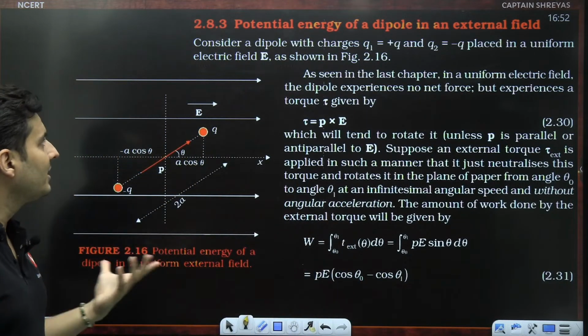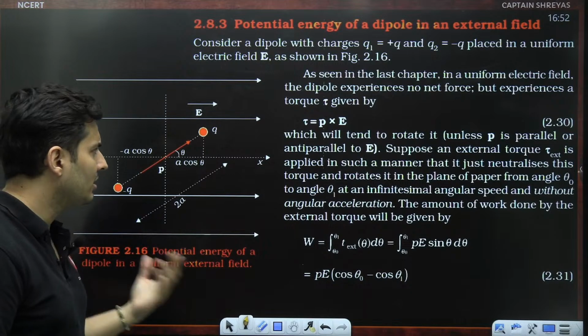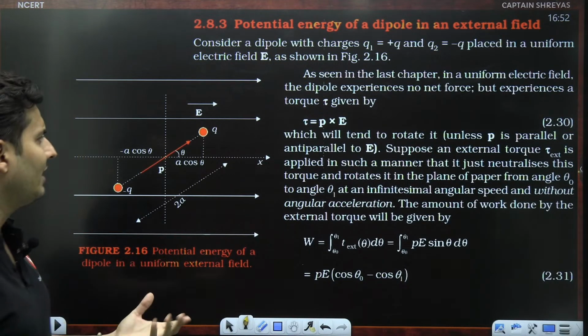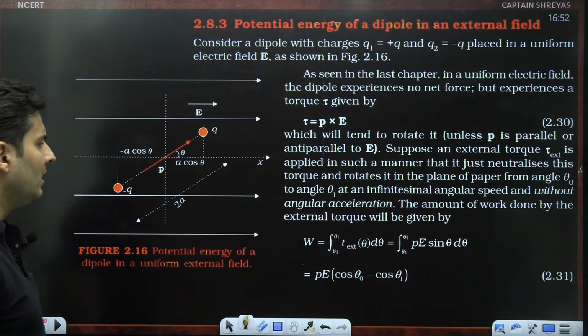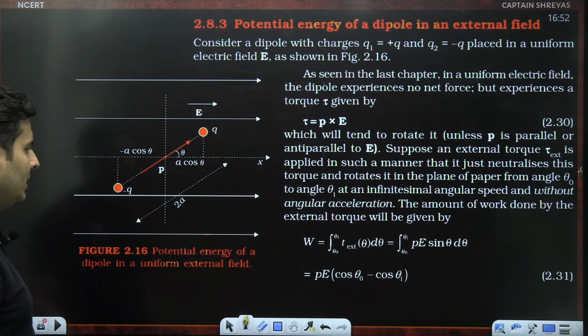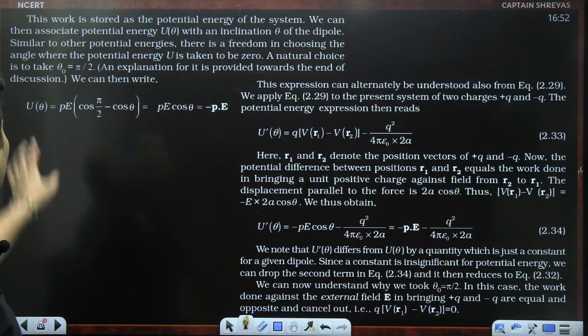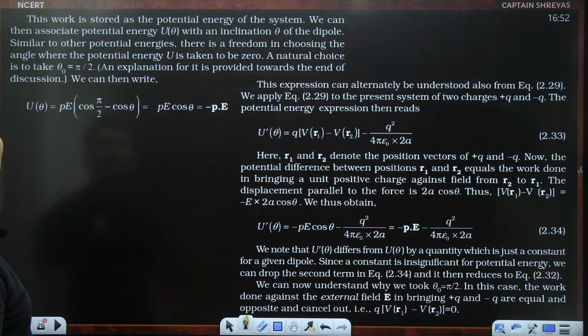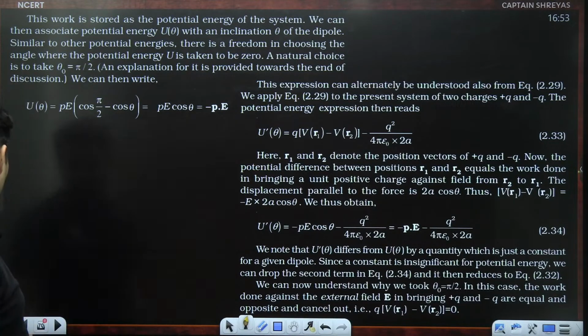Let's do this. Consider a dipole placed in a field. As seen, an electric dipole experiences no net force but experiences a torque which will tend to rotate it. Suppose an external torque is applied in such a manner that it neutralizes this torque and rotates the dipole in the plane to some angle theta. Then the amount of work done is given by pE(cos theta 1 minus cos theta). The work is stored as the energy of the system, so we can associate a potential energy with inclination. U is taken as 0 where the angle is 90 degrees. An explanation will be provided at the end of the discussion. And then they write the formula and give some complicated equations.